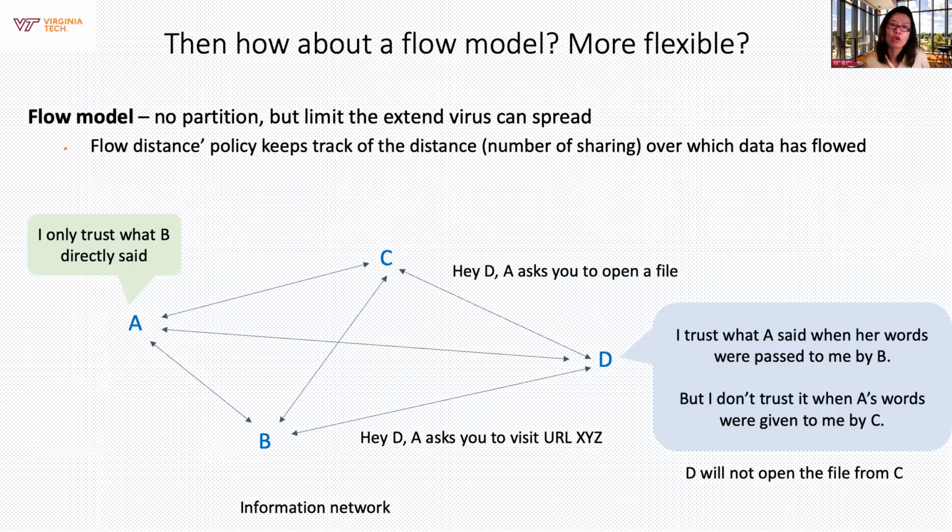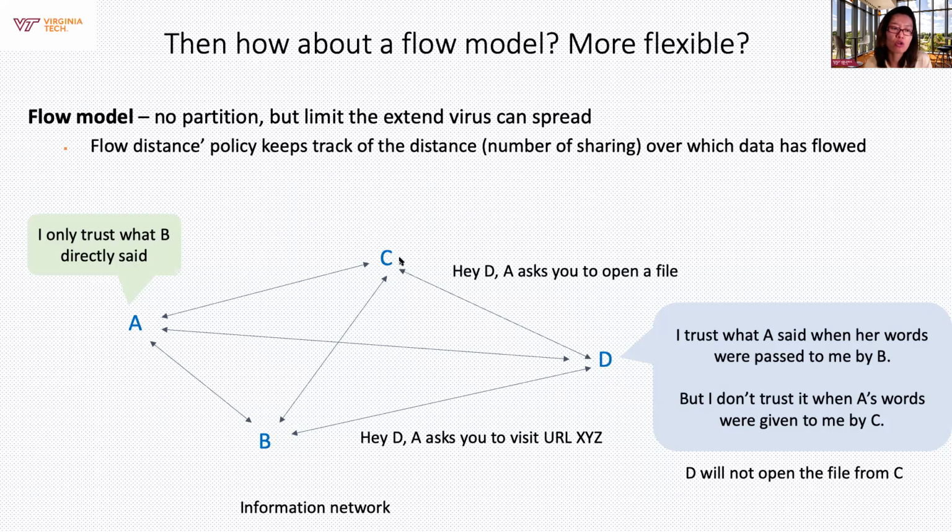Another model is called the flow model that was described by Fred Cohen. No partition, but it depends on the path where you receive this information. And so the information receiver would say, oh, if this path goes through some really bad entities, bad users, or untrustworthy or unknown users, then I don't accept this. I throw this to the trash.